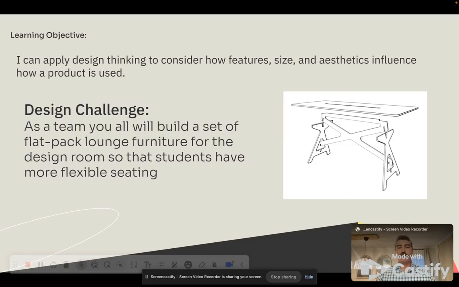Okay, so the design challenge is, as a team, you will build a set of flat pack lounge furniture for the design room so the students have more flexible seating. And this is something we've been talking about quite a bit, right? We're always at our tables, and you guys have expressed that it would be great to have different seating, so now you really have a chance to design and build that furniture.